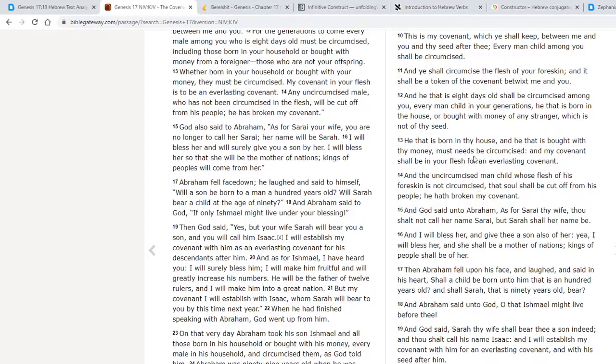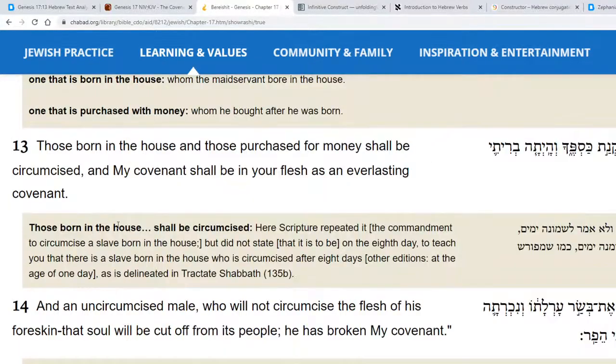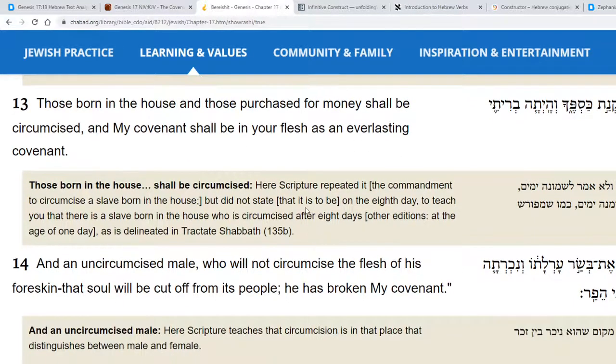And the difference there really is partially because there's no to be form of the verb. There's no present tense of the word to be, so they're translating that a little bit differently from each other. Let's see what Chabad says. Verse 13, those born in the house and those purchased for money, your money, shall be circumcised, and my covenant shall be in your flesh as an everlasting covenant. I'm really interested to see why this is repeating it.